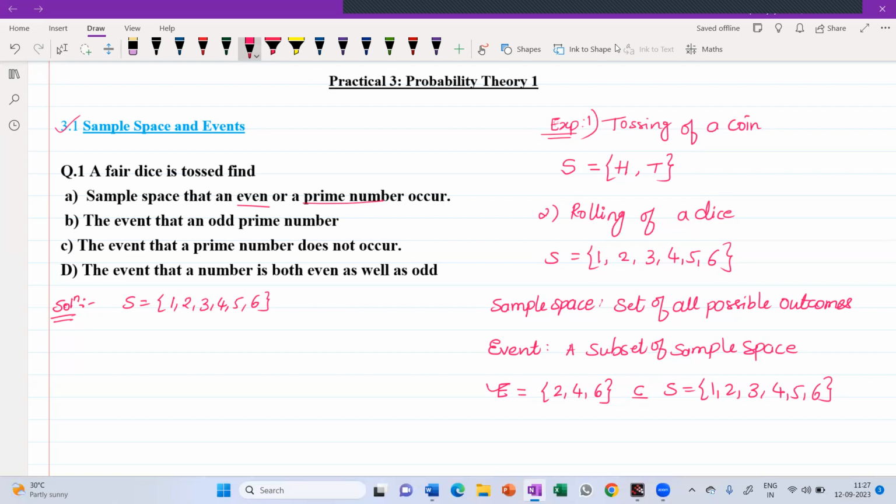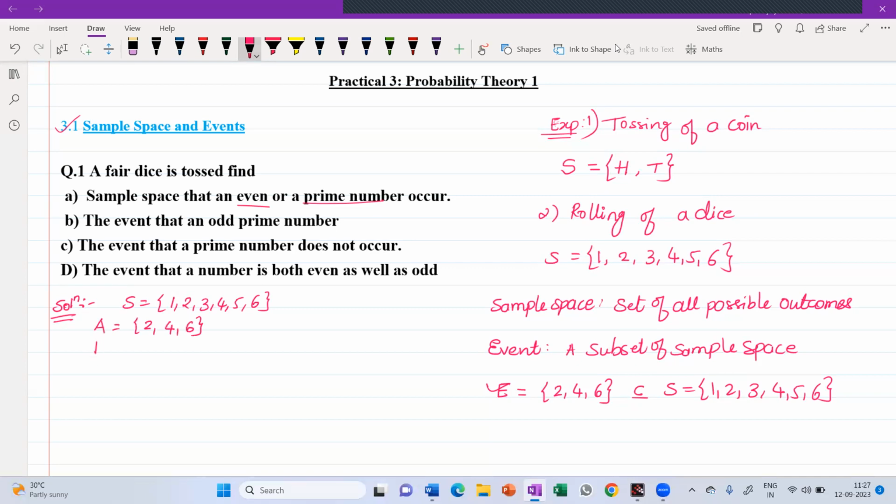I'm sorry, 3 has 2 divisors, 1 and 3. And 5 has 2 divisors, 1 and 5. All right. So these are my prime numbers. So I'm going to define one event A in which I will be putting only even numbers. So 2, 4, 6. These are my even numbers.